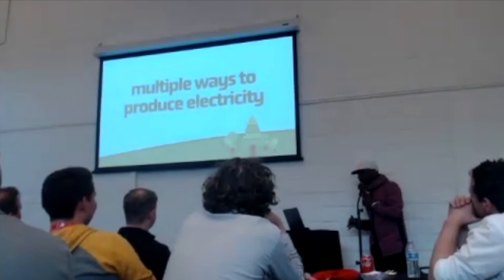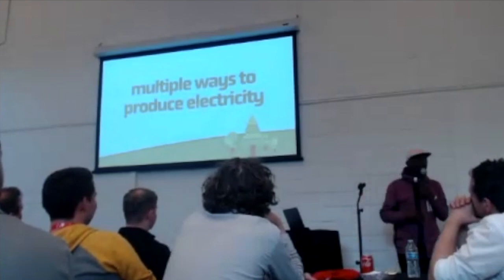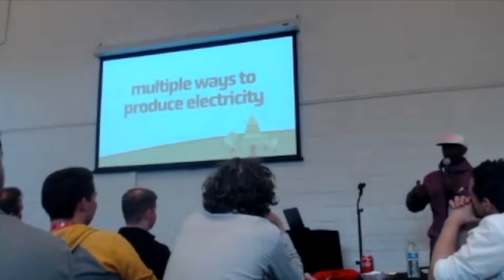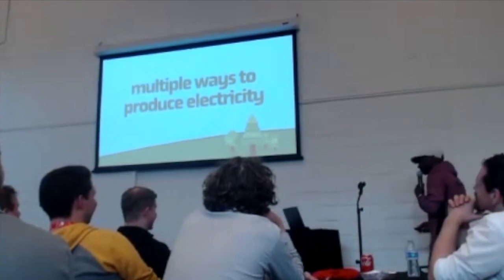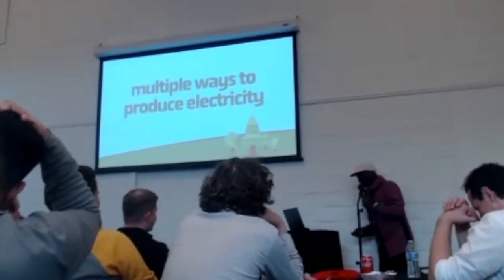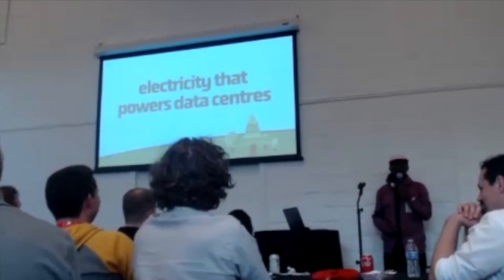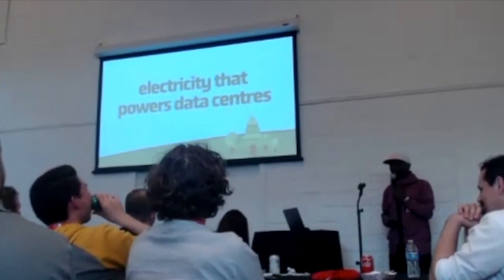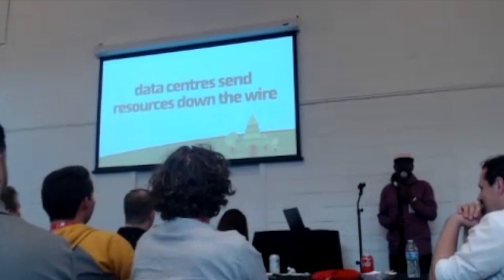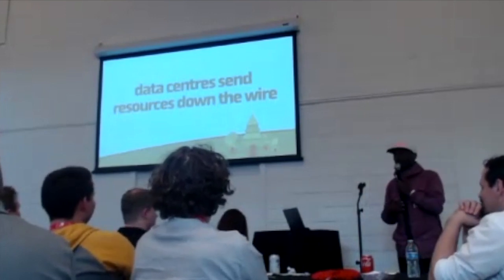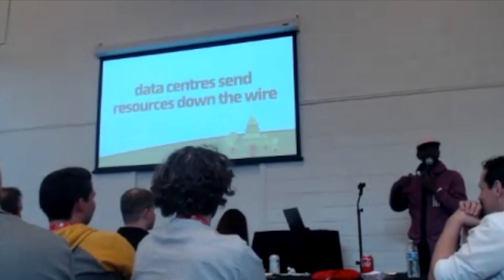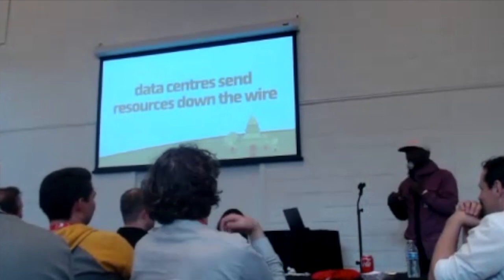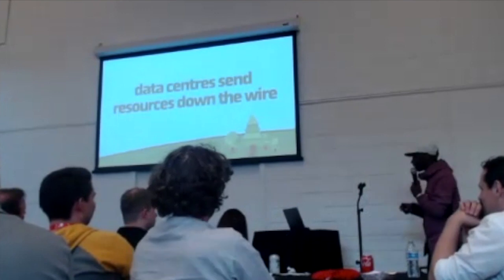Because you know there are multiple ways to produce electricity. I'm going to do my Obama right now. Wind, solar, and everything else. The electricity that powers the data centers that we need. The data centers that send the resources down the wire that we use each and every day. When you use Google Maps to get here, because that was not easy.